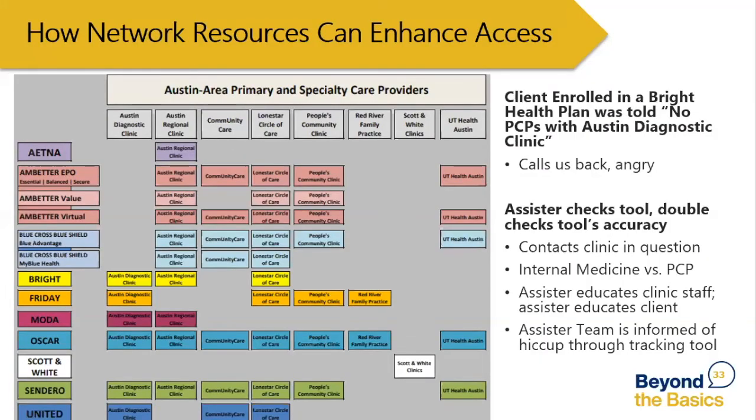Okay, so pivoting back to my example of a lady who was very upset. What happened as a result of that was we double checked our tool. We double checked our information that Bright was supposed to be in network with Austin Diagnostic Clinic. And we contacted the clinic to ask what's going on. Why is the client being told that essentially she can't access care at Austin Diagnostic Clinic when our information said words contrary to that?